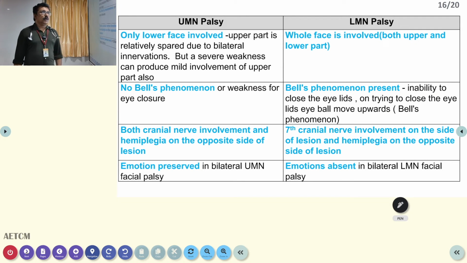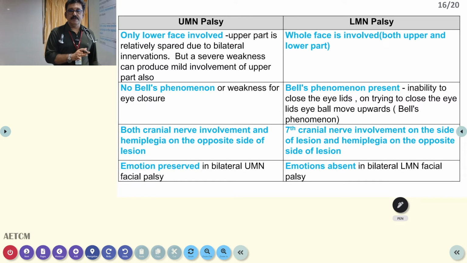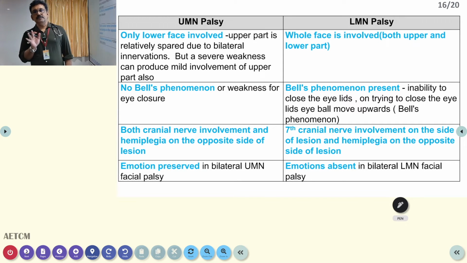Now, one important thing we should remember is how to differentiate between UMN and LMN type of palsy. UMN means upper motor neuron type of facial palsy. Mostly it is associated with a stroke, like a right-sided cortical infarct will produce left-sided weakness. Along with that, the patient can have left-sided facial palsy also. That is very important. A right-sided lesion can produce left-sided upper limb and lower limb weakness. Along with that, the patient can have left-sided facial weakness.